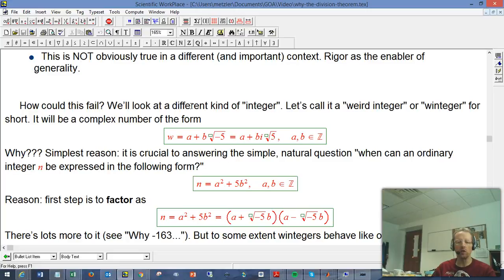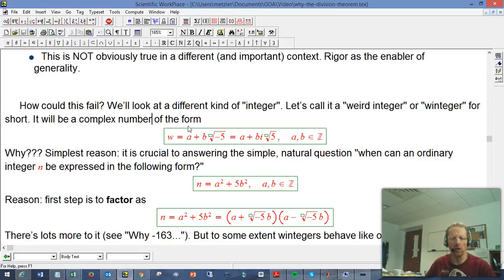Okay, so what we're going to do is generalize just what we mean by an integer in a kind of funky way. I'll call it a weird integer in this video. It's not an official name. I'll even call it a winteger. It's going to be a special kind of complex number. Now, an integer can be thought of as a very, very special kind of complex number. If you think of the complex plane, it's just these dots equally spaced along the real line.